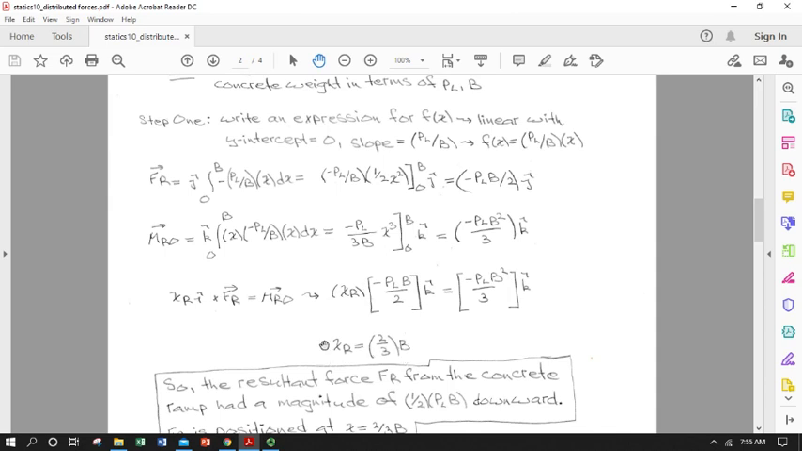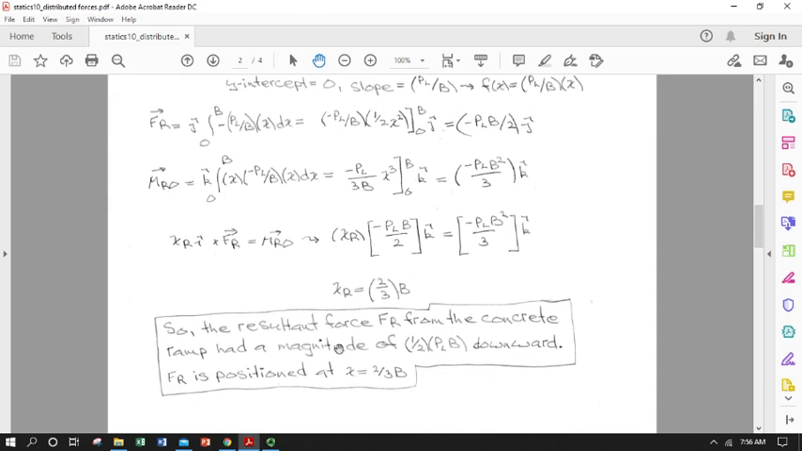Now, quick check. B is in length units. A radius vector should be in length units, so that's one good check. When you're working with numbers, keep your units in these calculations. Moment should be in force times length, Newton meters, foot pounds. Force should be in newtons or pounds, force units, and position should be in length.